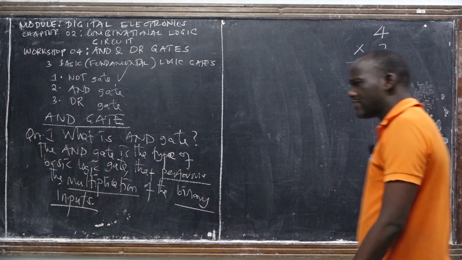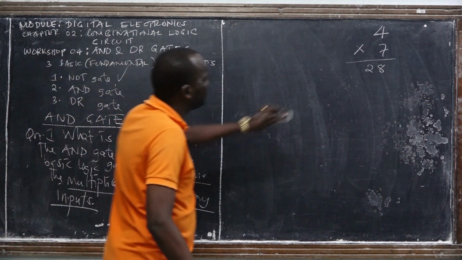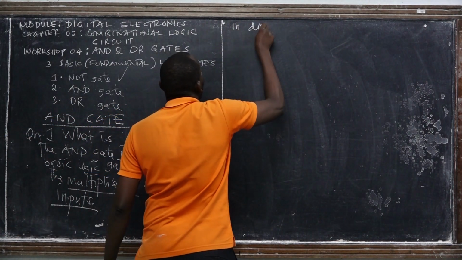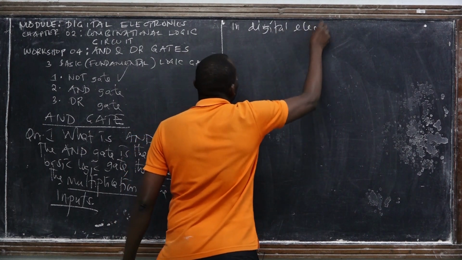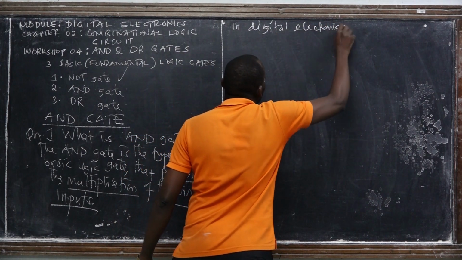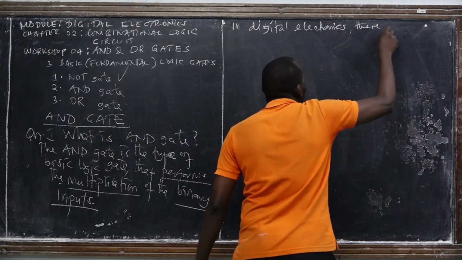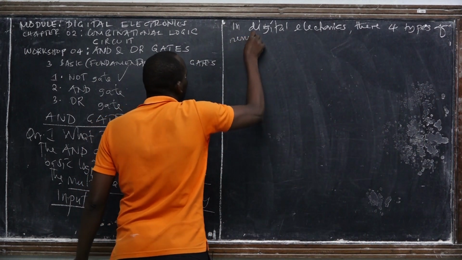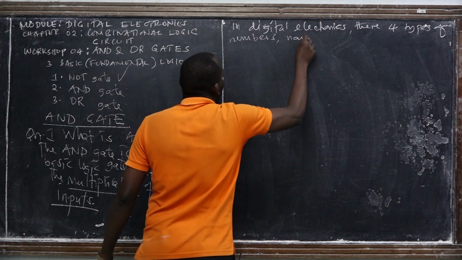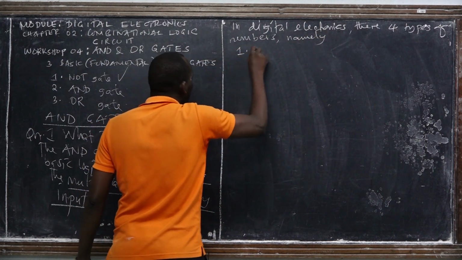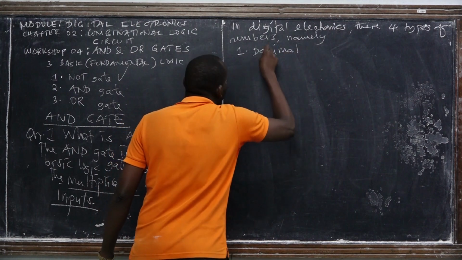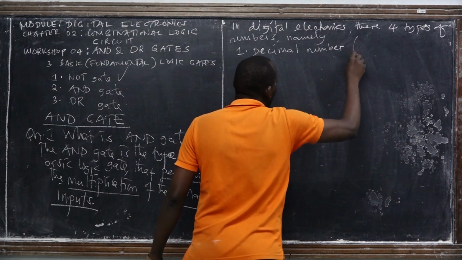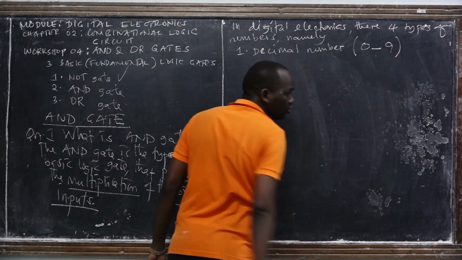Let me give you the concept a little bit. In digital electronics, there are 4 types of numbers. The first one is called the decimal number. Say decimal number. This is what we know as human beings, 0 to 9.